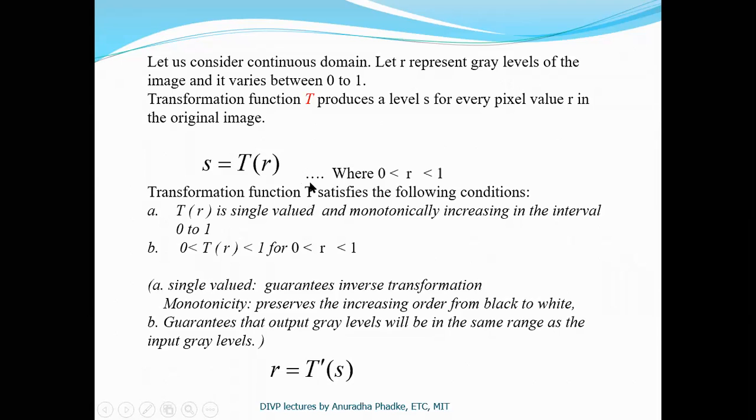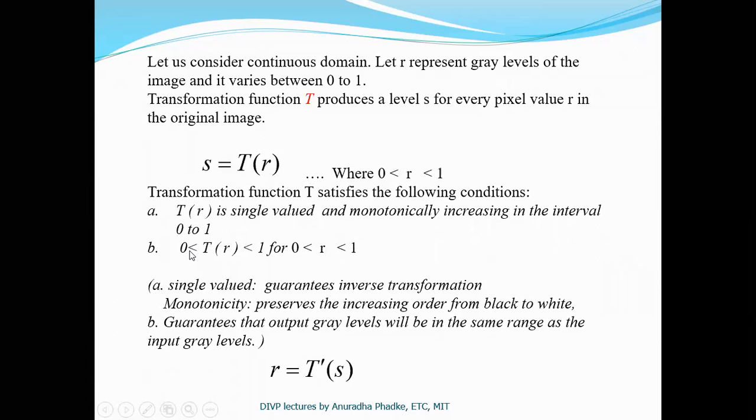Then this transformation T satisfies basically these two conditions. First condition is T(r) is single valued and monotonically increasing in the interval 0 to 1. Another property of this function is that if your r is in the range 0 to 1, s is also in the range 0 to 1. So T(r), that is s, is also in the range 0 to 1.